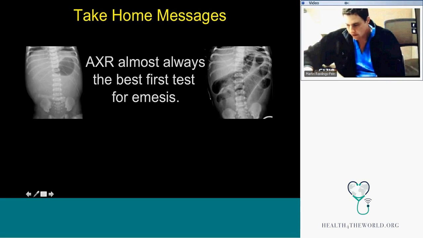The take-home messages were, for one, abdominal X-ray is great. It tells you, is there an obstruction? Does it look like it's a mechanical or maybe a functional obstruction? In the setting of bilious emesis in the newborn, is it an upper obstruction or a lower obstruction? All those things are really helpful to triage and decide what the next best step is.